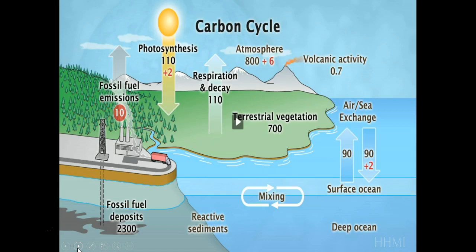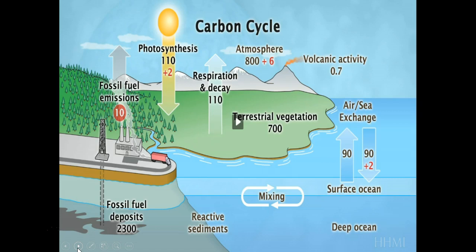If you're an animal, even if you're the biggest carnivore, if you go down the food chain, you're eventually going to go to a photosynthesizer. So as you can see, it says photosynthesis 110. Now what 110 represents is billions of tons of carbon. So every year, we have 110 billion tons of carbon removed from the atmosphere to make plants.